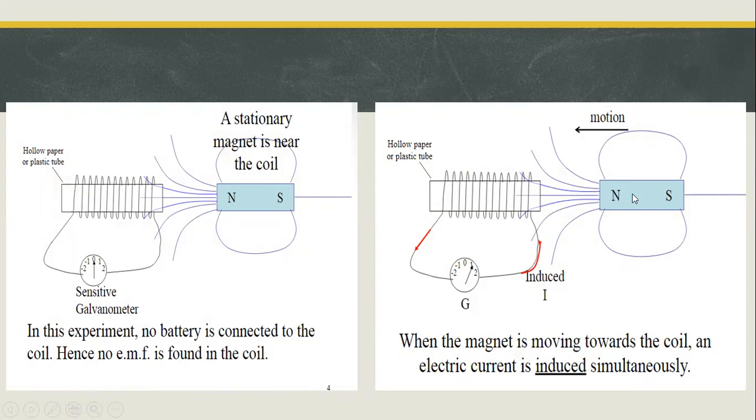In the second figure, you see when we move the magnet, the north pole of the magnet, towards the solenoid, there is a deflection in the galvanometer. The needle is at one point, right? When the magnet is moving towards the coil, an electric current is induced simultaneously. And the direction of the current is anti-clockwise. You see, this is the direction of the current, anti-clockwise.